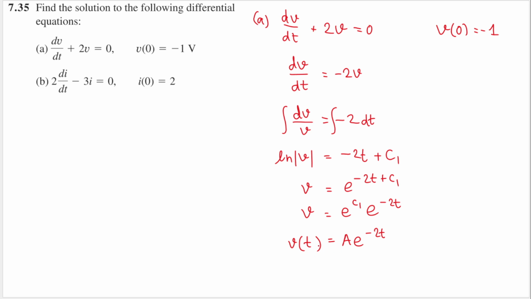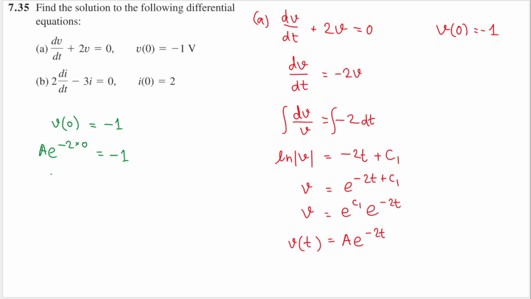However, we have not finished here. We still need to find out what A is. Where did A come from? We can find out A from this initial condition. So we know that v(0) is equal to minus 1. v(0) means that in v(t), the t is replaced by 0, right? So v(0) will be A e to the minus 2 multiplied by 0, because our t is replaced by 0. And then this will equal minus 1.